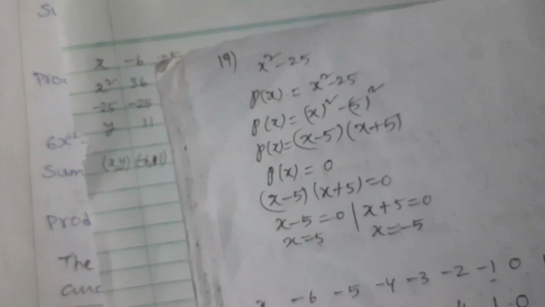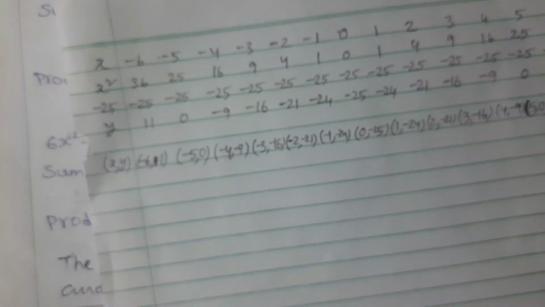So if you are plotting these points, the values are coming like this. See, the entire values. So we got minus 5 comma 0. How it is coming means just plot those values and you will get the graph. Yes, you will get the graph.